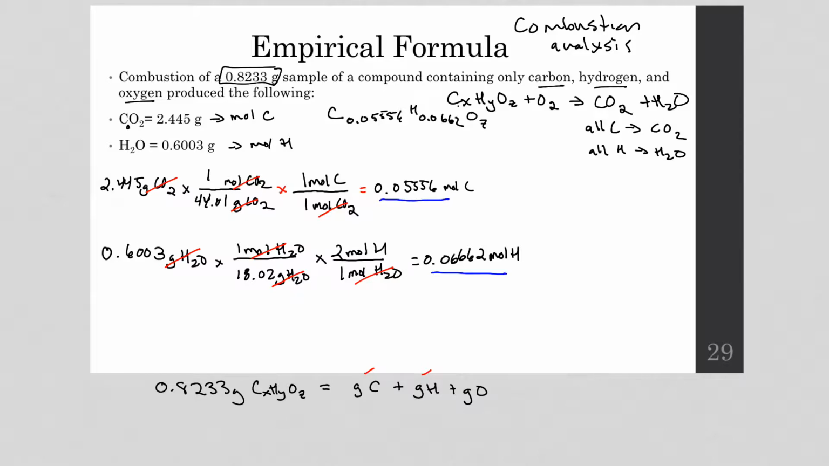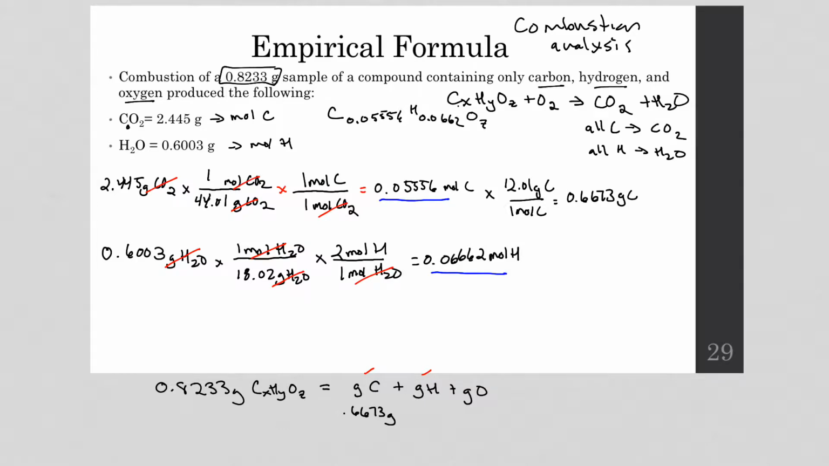But I'm going to convert this now into grams of carbon by using, again, the molar mass of carbon. So I know that there are 12.01 grams of carbon per 1 mole of carbon. And so if I do that, I get 0.6673 grams of carbon. So I'm going to put that down here, 0.6673 grams.